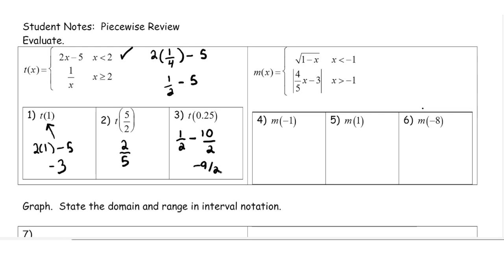All right, the next one, m of x. We have a different piecewise function. We have the square root and we have absolute value. So we want m of negative 1. Now here's an interesting scenario with number 4. Negative 1 is not in the domain because neither of these have an equal sign as part of their inequality. So this one for number 4 would be no solution.